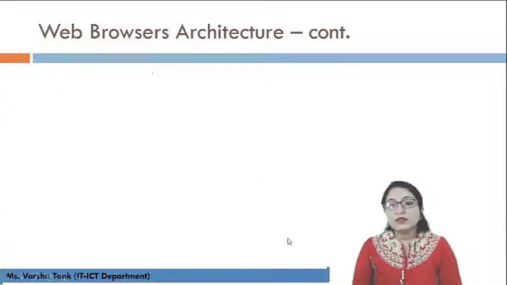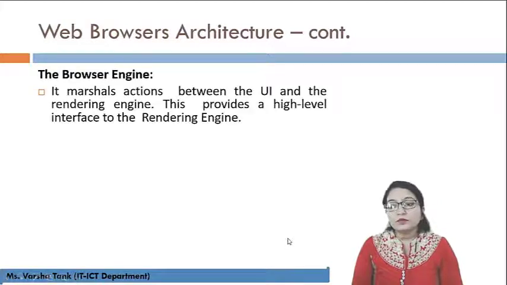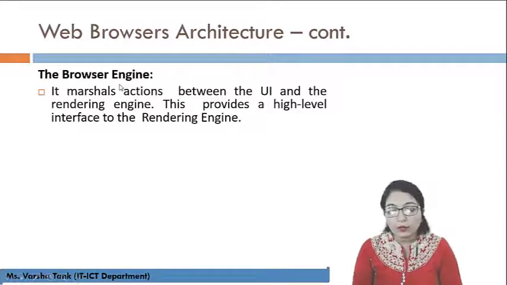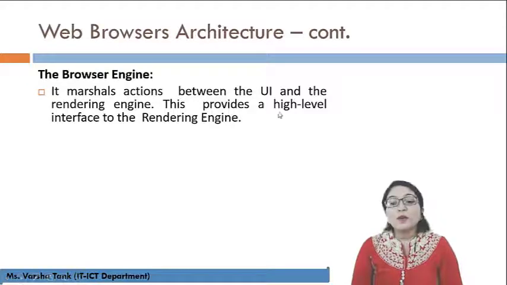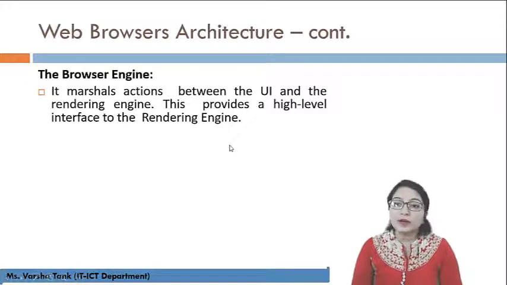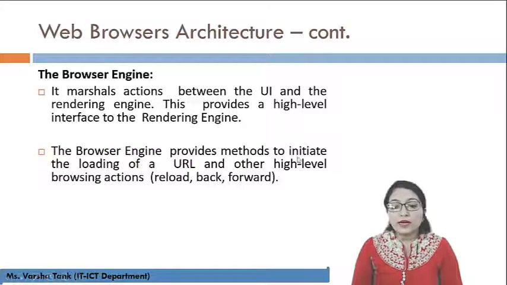Now the next one is the browser engine. What does the browser engine do? It marshals the actions between the user interface and the rendering engine, because the browser engine provides the interface between the user interface and the rendering engine. It connects these two components of the browser architecture. This provides a high-level interface to the rendering engine. The browser engine provides methods to initiate the loading of a URL and other high-level browsing actions like reload, back, forward. So you can do everything with your browser.